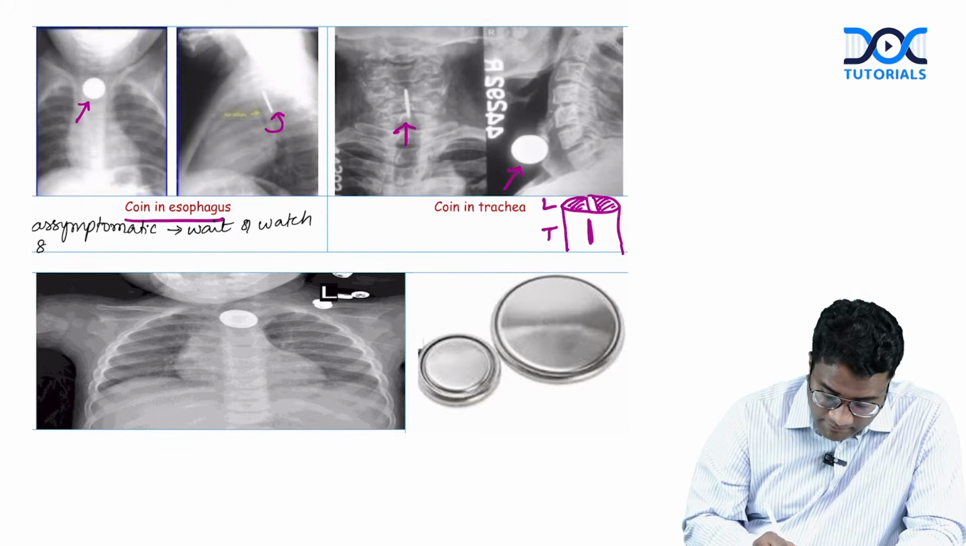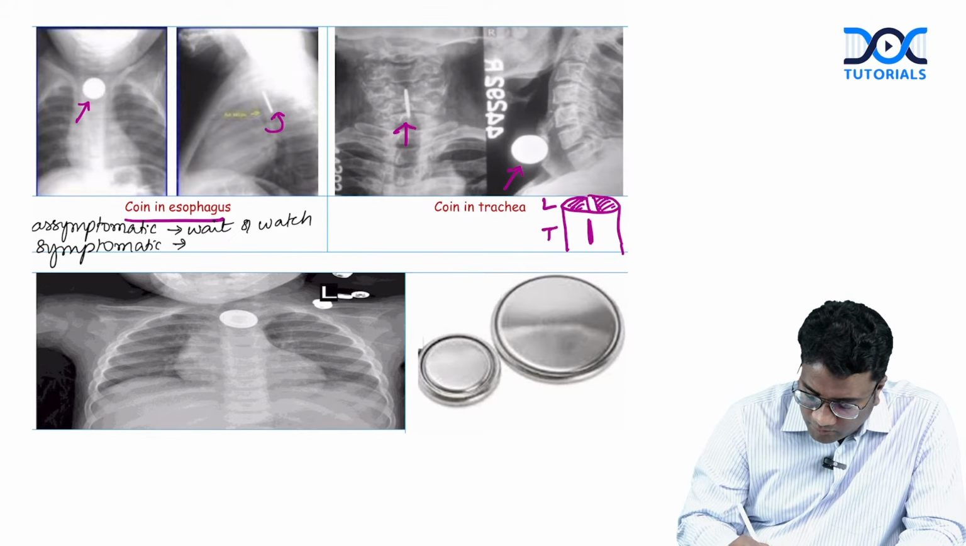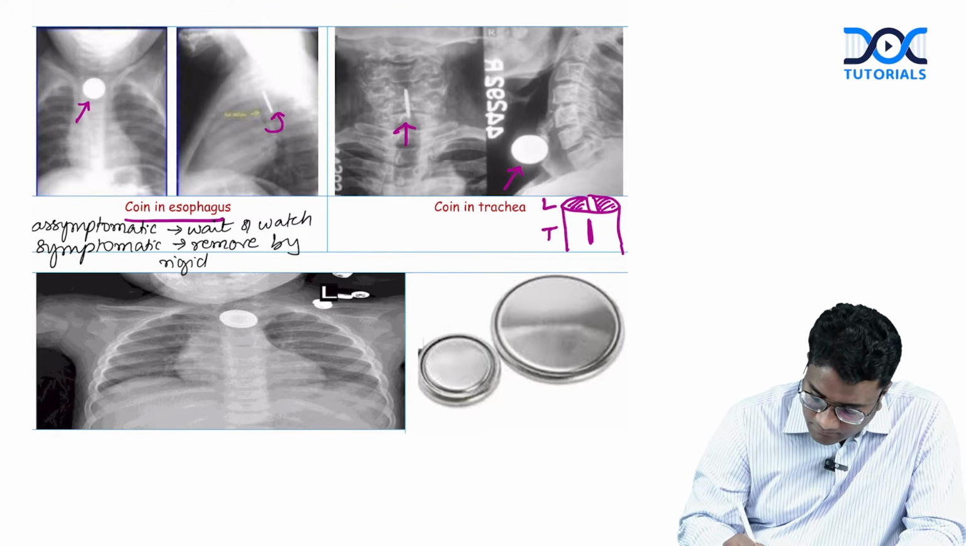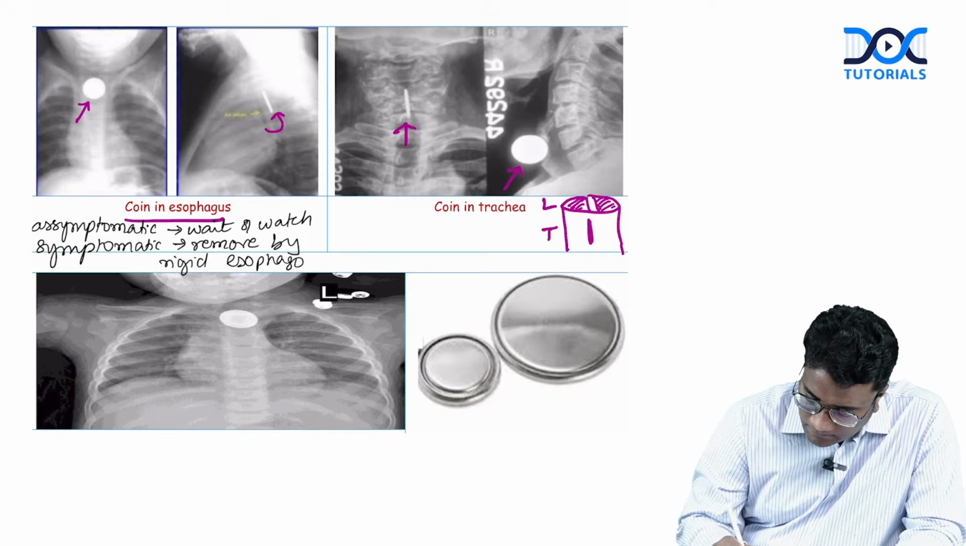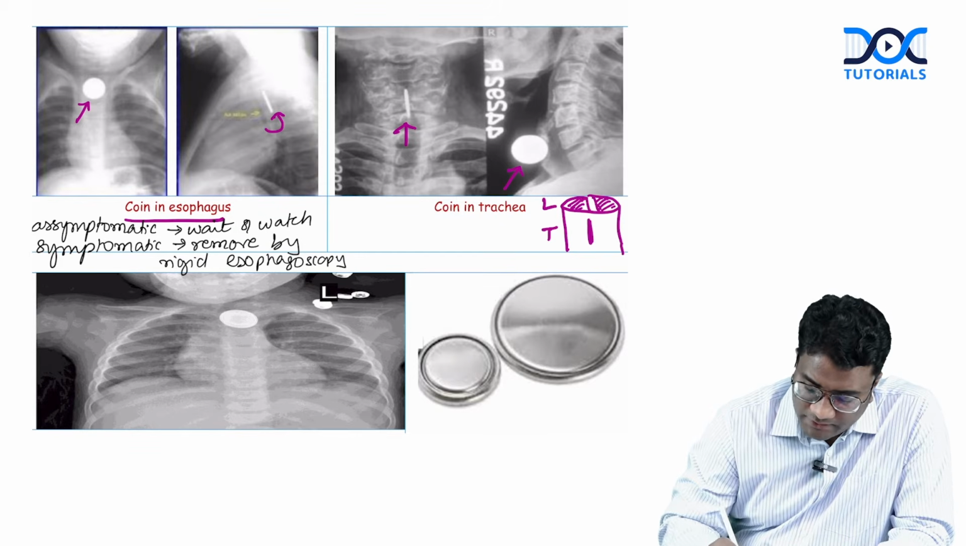But if the child is symptomatic, obviously you would like to remove it by rigid esophagoscopy. And if the coin is in the trachea, obviously you remove it by rigid bronchoscopy.